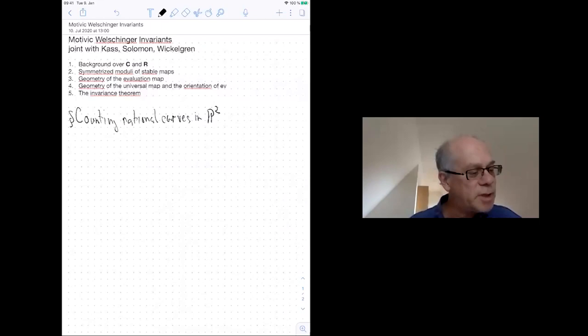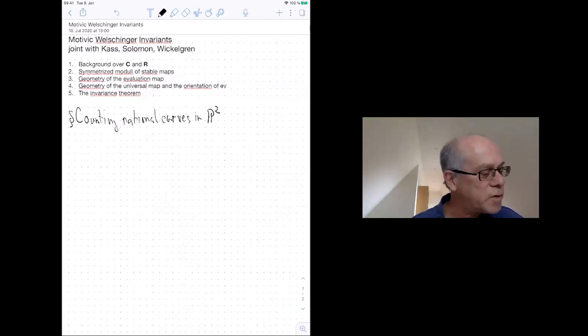Welschinger, it's really difficult. And so first I'll talk about some of the background over the complex numbers. That's the classical case. And then Welschinger's innovation looking at the real case. And then I'll start, so the motivic part is trying to get a quadratic version of these invariants of counting curves, counting rational curves in a linear system.